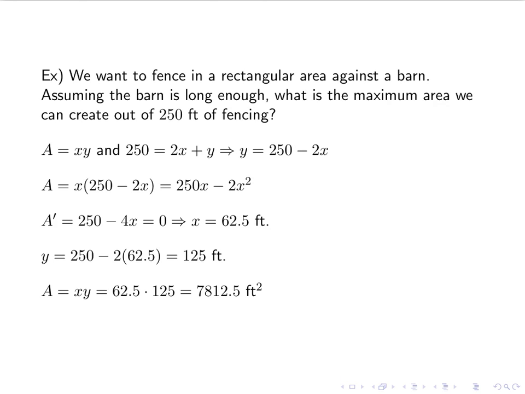Okay. So try them out. Make sure that you're answering the question asked. So which of the variables are you actually solving for? And let me know if you have any questions.